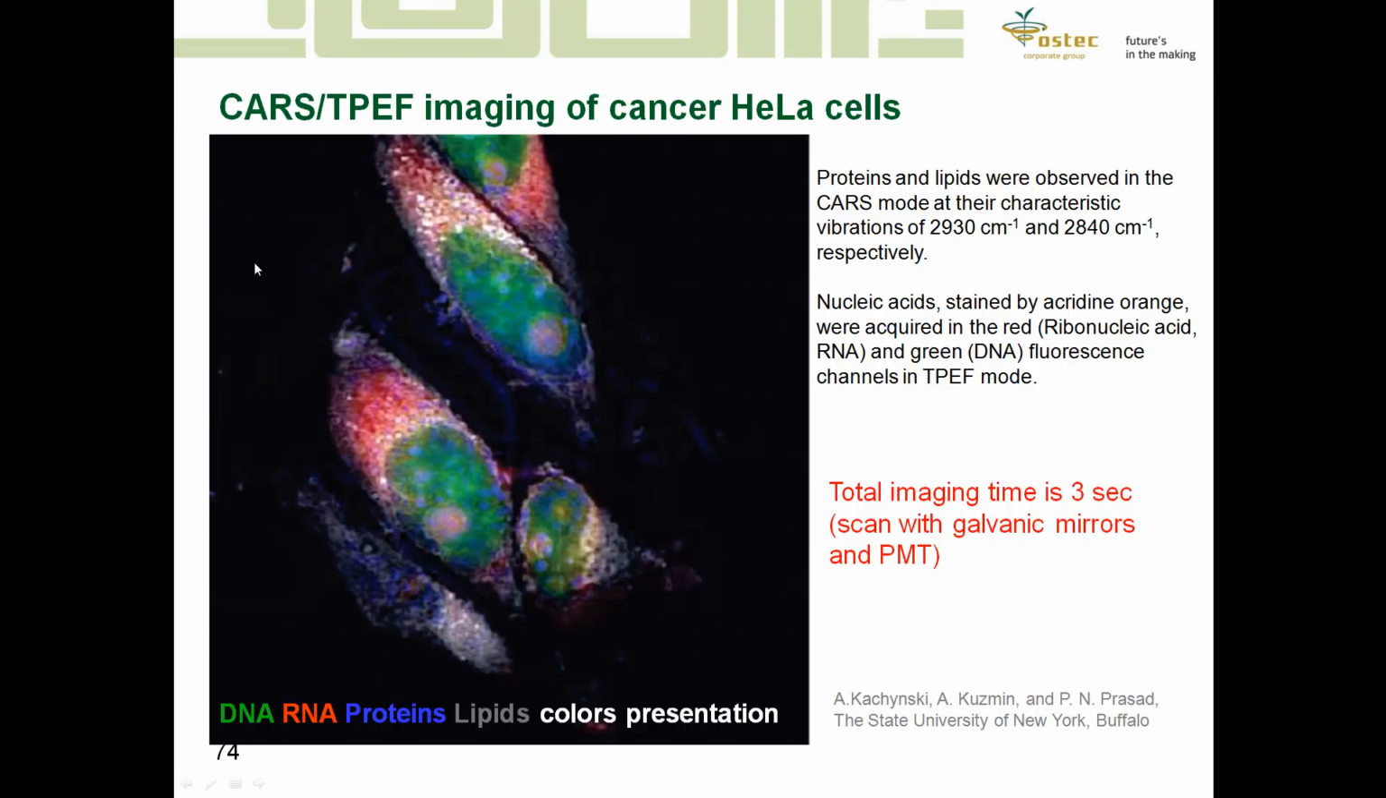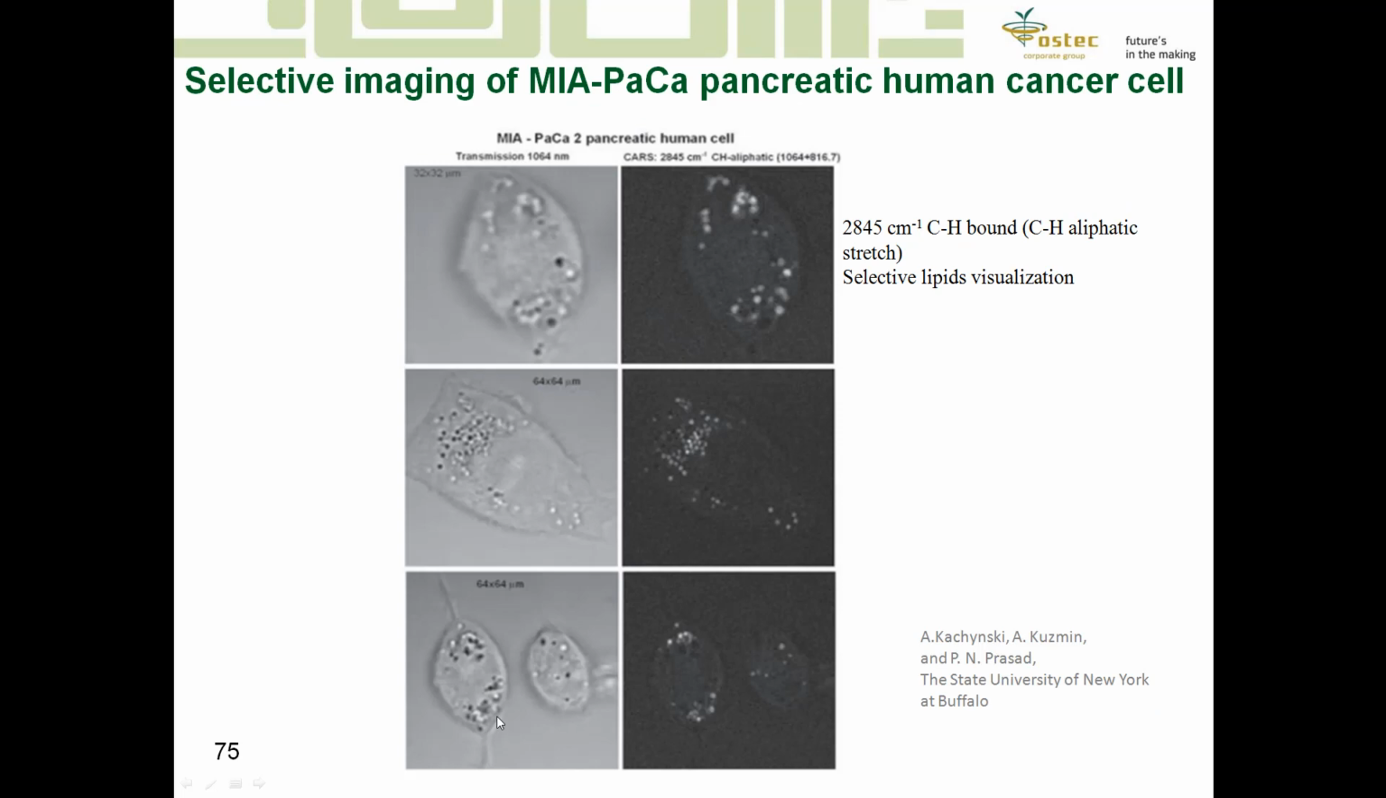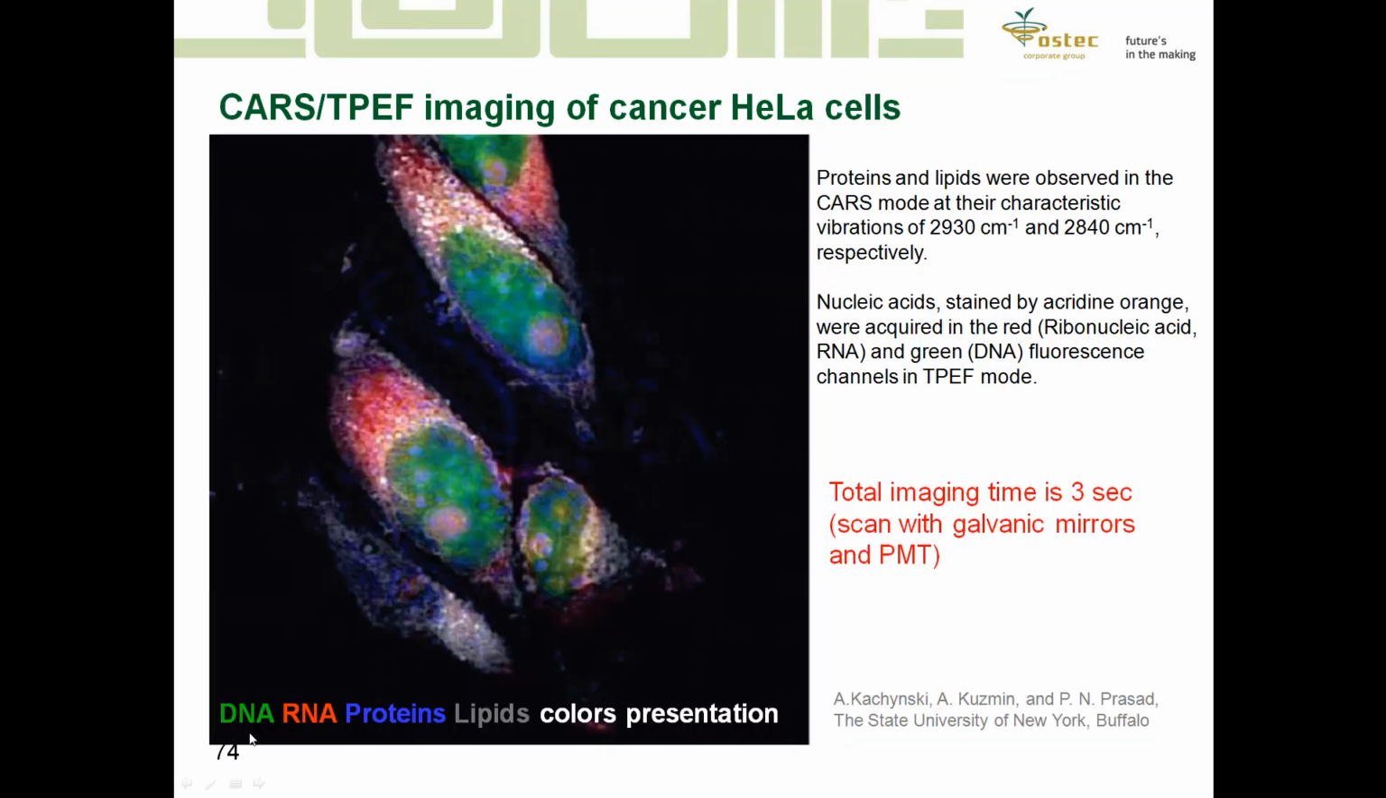So here we have a map of different types of structures inside the cells. For example, DNA is green, RNA is red, and proteins and lipids are gray, and the image is obtained for the selected type of band. The overall image takes just 3 seconds because the intensity of the signal is quite strong. This data was obtained in a system in the United States at the University of Buffalo.